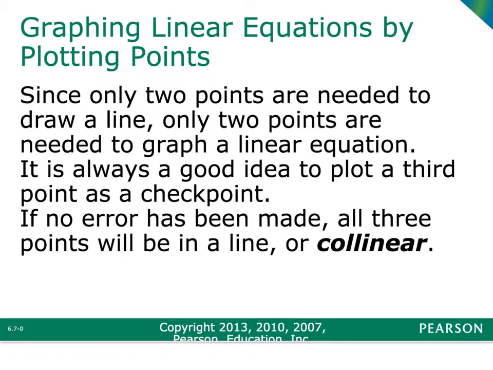When you graph a line, you are only required to graph 2 points to create a line. Often we'll go ahead and we'll graph a 3rd point just to make sure that we stay linear. Once you have 3 points in a line, those will be called collinear. That means they're all in one line.